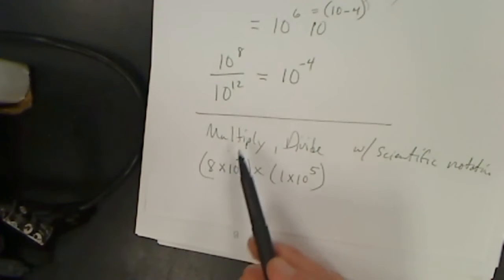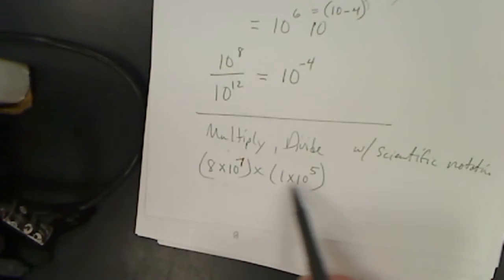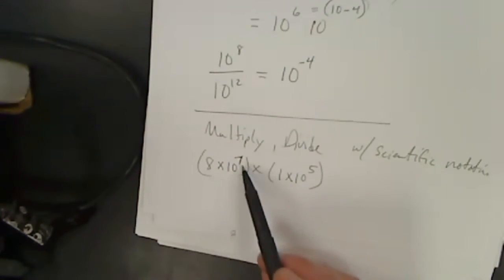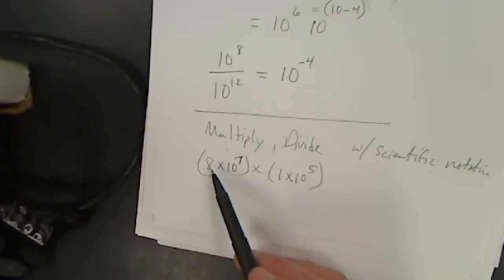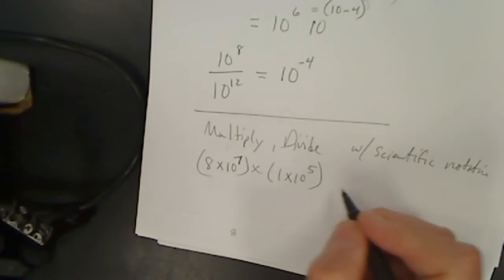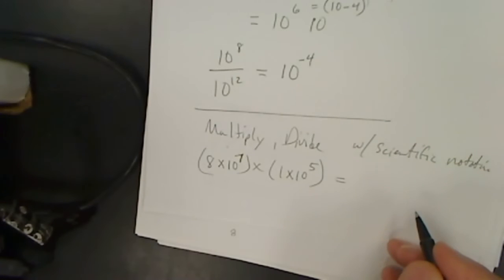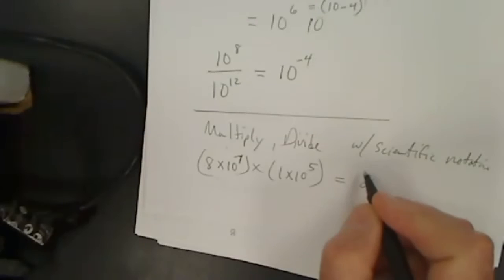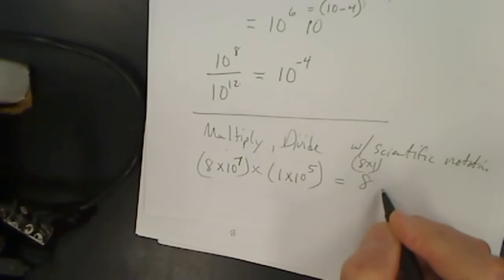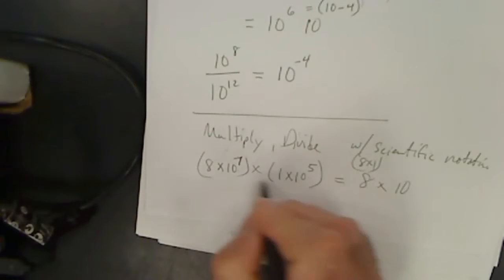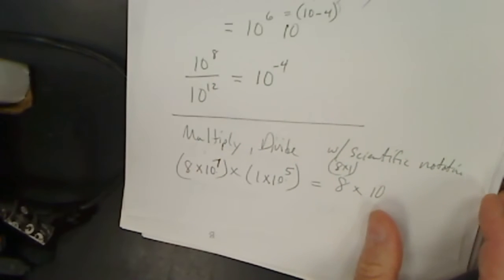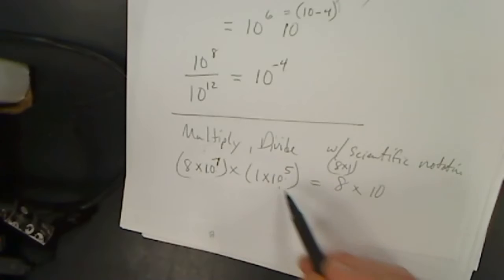It turns out that the reason we use scientific notation is that it's much easier to do the calculation. You don't actually do the whole thing. You do it in steps, right? You do the first part, 8 times 1. 8 times 1 is 8. And then we do this part: it's 10 to the 7th times 10 to the 5th.